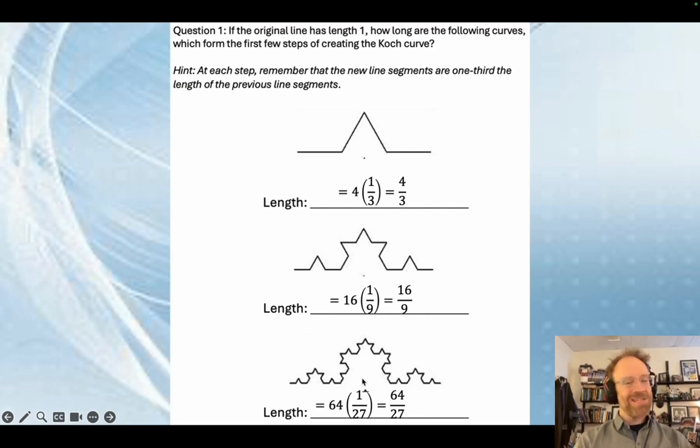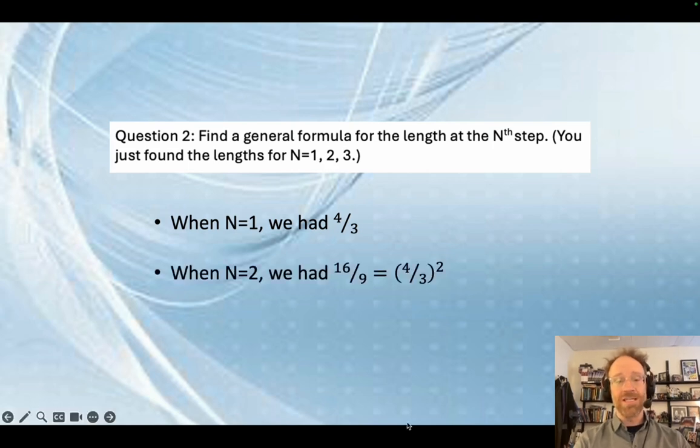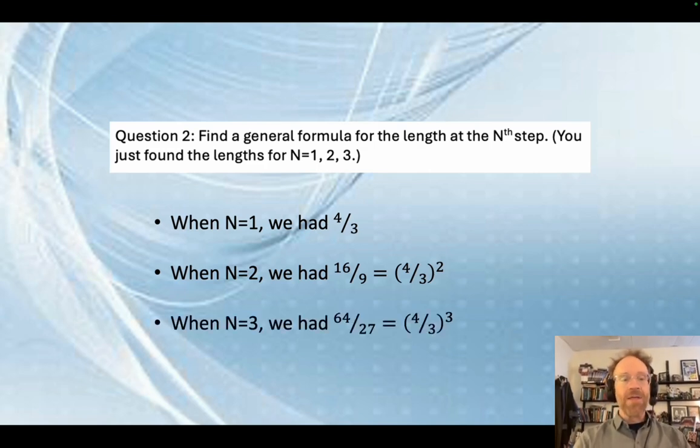Okay, but you may have seen there's a way we can get this length without counting all the little lines. We don't need to count to 64 to get that. So question 2 was to find a general formula at the nth step. Well, notice that for n equals 1, we had a length of 4/3. When it was 2, it was 16/9 or 4/3 squared. Again, that makes sense. Each line segment is becoming 4 line segments. So we multiply the number of line segments by 4 each time we do an iteration, and the length gets divided by 3 each time we do an iteration, and that's our 4/3. And then 64 over 27 is 4/3 cubed. And in general, it's 4/3 to the n.